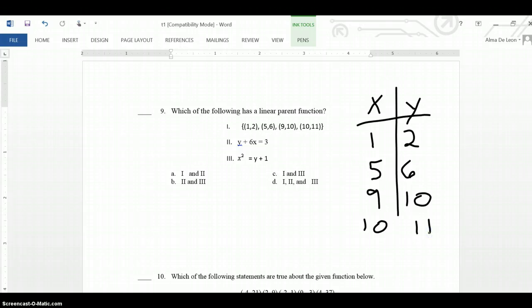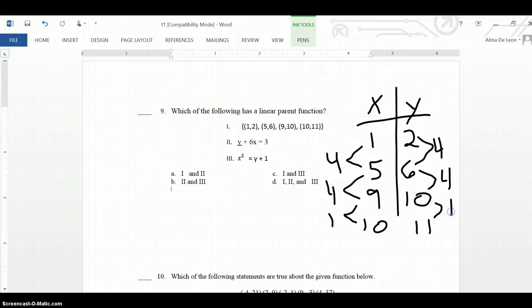Now notice how my points, my x values were all in order. If they had not been in order, then the first thing I would have done would have been to put them in order. To go from 1 to 5, I have to add 4. To go from 2 to 6, I add 4. To go from 5 to 9, I add 4. From 9 to 10, I add 1. To go from 6 to 10, I add 4. To go from 10 to 11, I add 1.